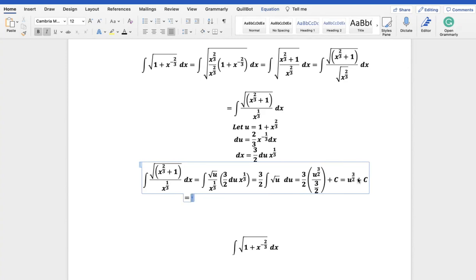And remember your initial substitution. You have now 1 plus x to the power of 2 over 3, all to the 3 over 2, plus c. And that's it. Any questions? Yeah.